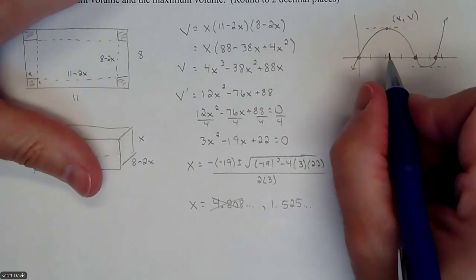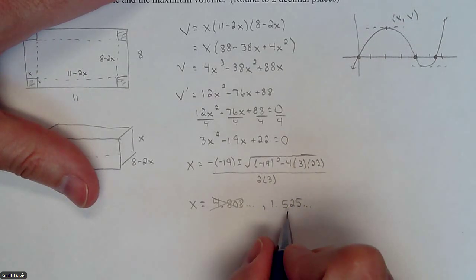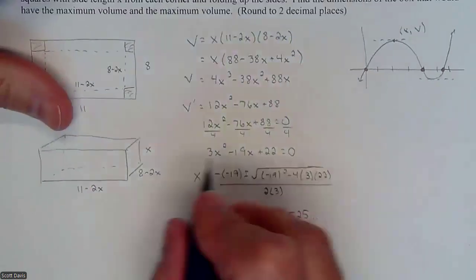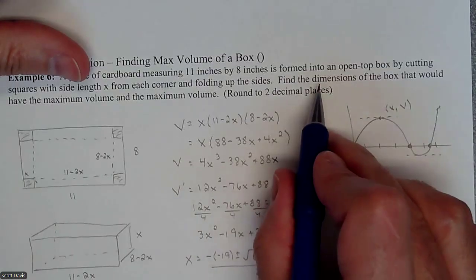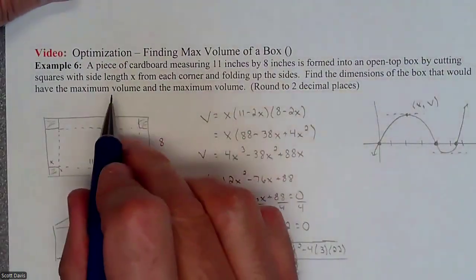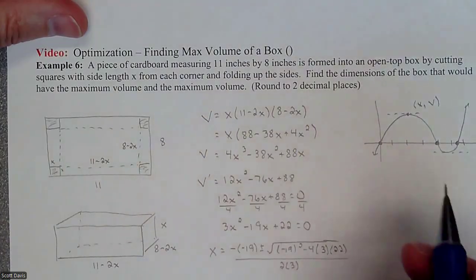So that is representing that x. My graph is not perfect, but that's the cut that I would want to make. So that's one of our dimensions. That ends up being the height. What I need to figure out is the dimensions of the box that would have the maximum volume, and then what is that maximum volume. And then we'll round it all off.